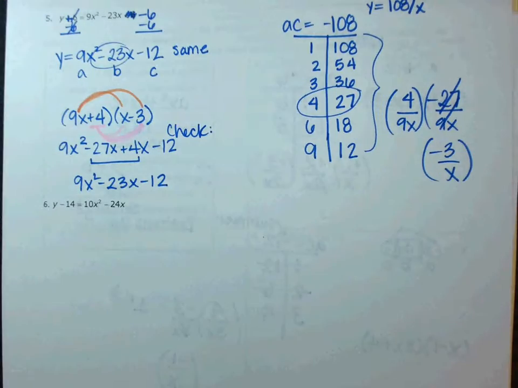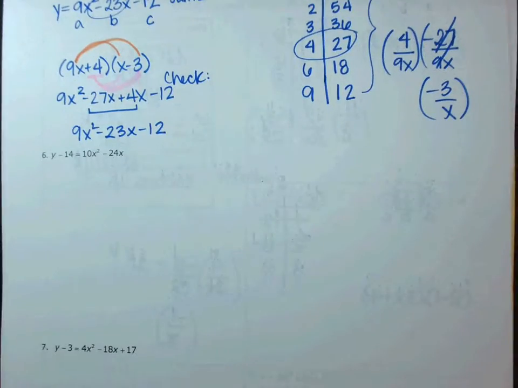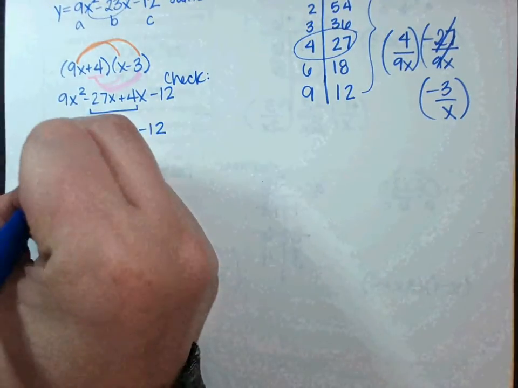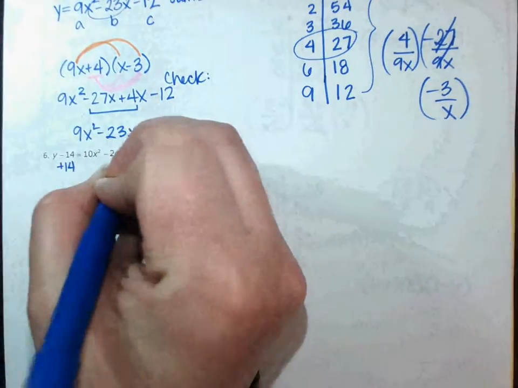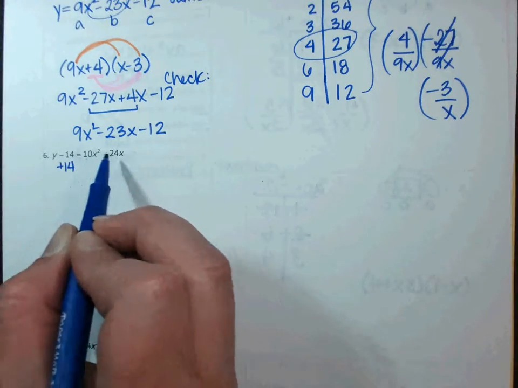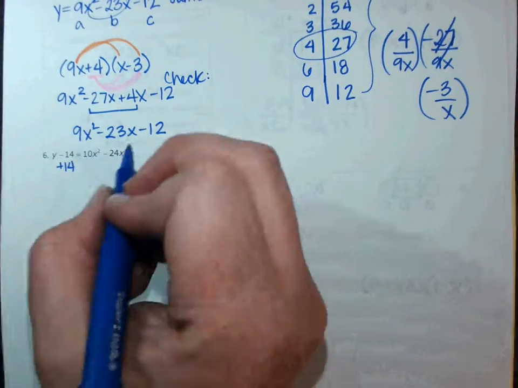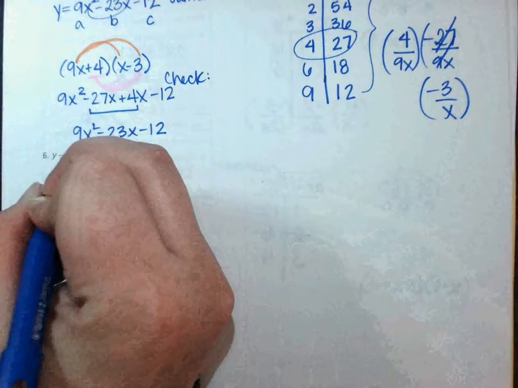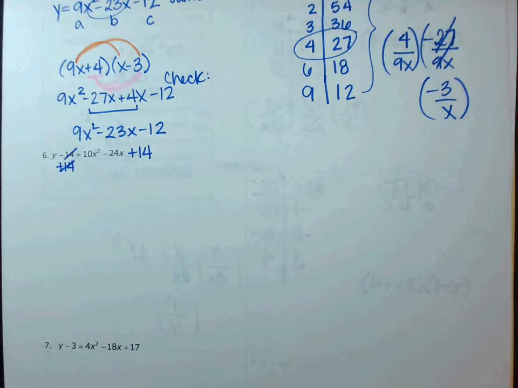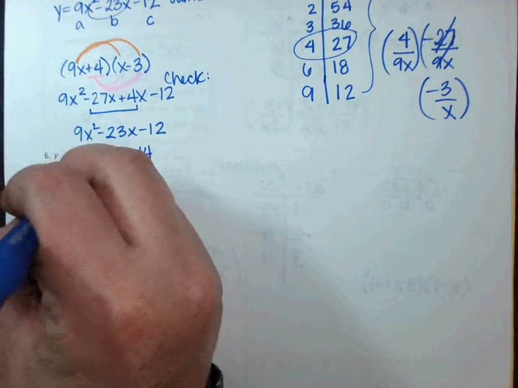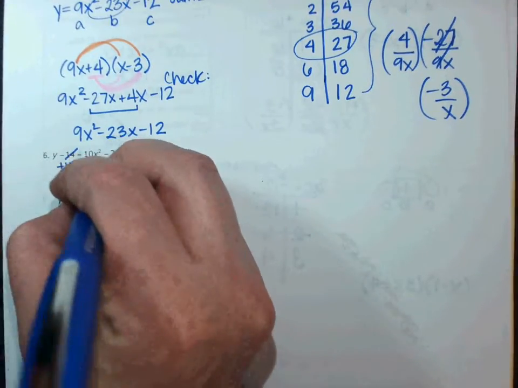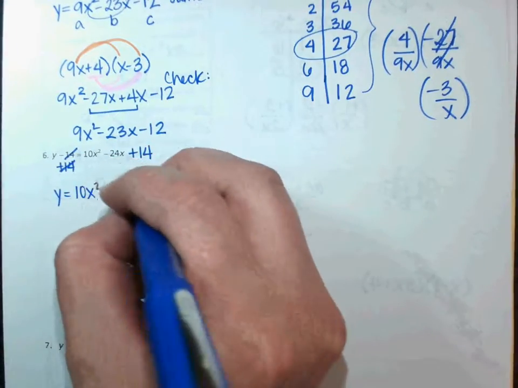Okay, go down to number 6. Look at it. What do we need to do to put it in standard form? Plus 14, very good. Now, can I add the 14 to the 10 or the 24? Neither. Good. You got to add it at the back because 14 doesn't have an x. That means that those aren't pairs. Okay, I have y equals 10x squared minus 24x plus 14.